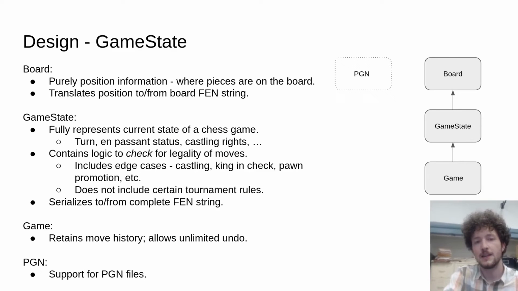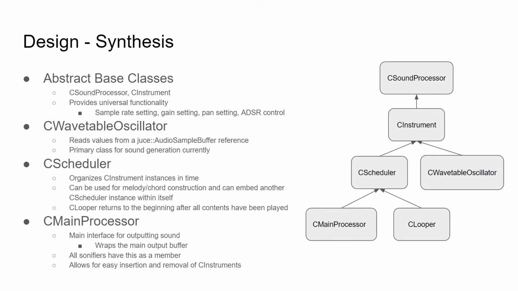The central thing in that diagram is the game state. The game state is implemented as a succession of classes, each knowing more about the game. So the board just knows positional information: where are pieces on the board, what are squares. Game state adds to that things like whose turn is it, who can castle, if you can do en passant, and also contains logic for checking the legality of moves. Does this put me in check? We omit certain tournament rules related to stalemate. And then game takes game state and adds move history. Separate from all this, as Nikhil will tell you about, we have support for loading PGN files, and that interacts closely with game state.